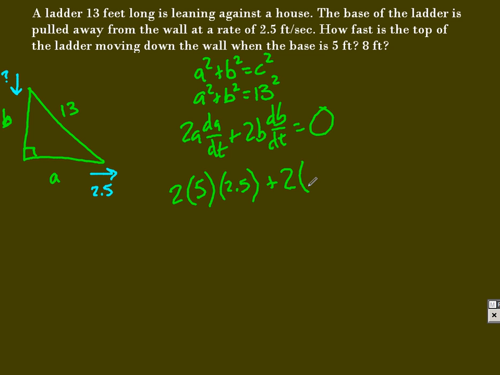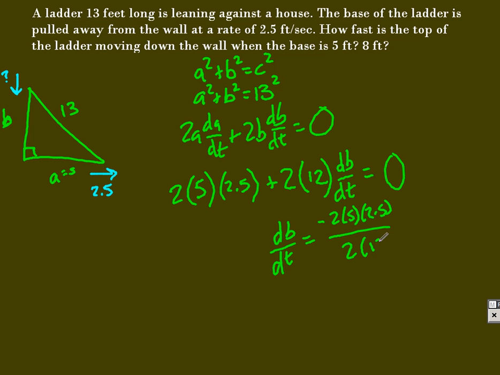Plus 2 times, what is b? Well, we don't know for sure, but if a is equal to 5 at this point, I can use the Pythagorean theorem, and 5 squared plus 12 squared gives me 13 squared. So that's going to be 12 here. And dB/dt, that's what we don't know. It's still equal to 0 on the right-hand side. So when I do this simplifying, dB/dt will equal 2 times 5 times 2.5, negative because you would have subtracted it over, divided by 2 times 12, which means my answer in the end should be negative 25 over 24 feet per second. That's when the base is 5 feet long.